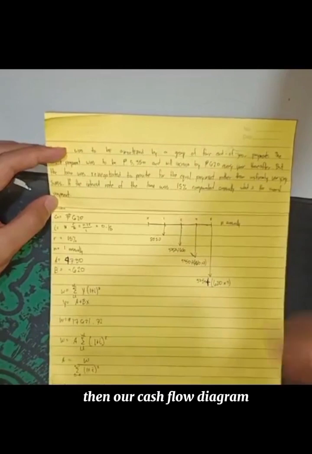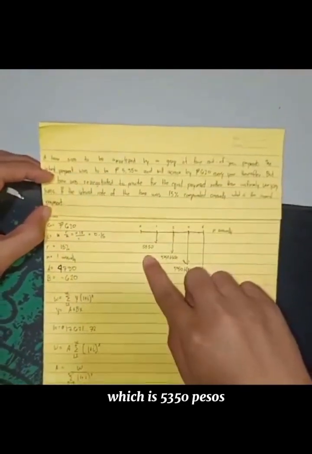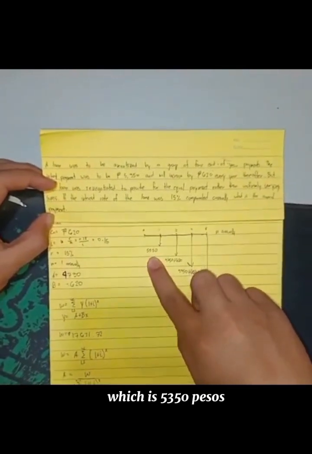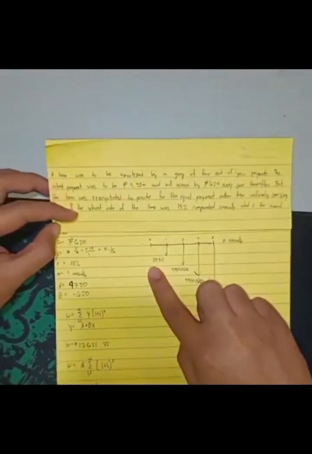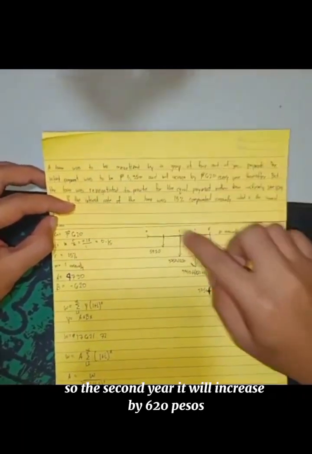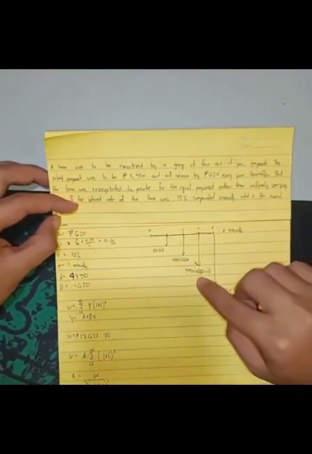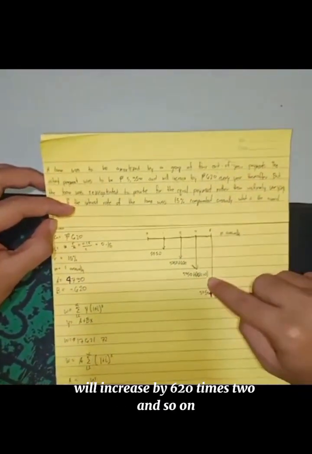Then our cash flow diagram. The initial payment is 5,350 pesos, and will increase 620 pesos every year. So the second year, it will increase by 620 pesos, and the third year will increase by 620 times 2, and so on.